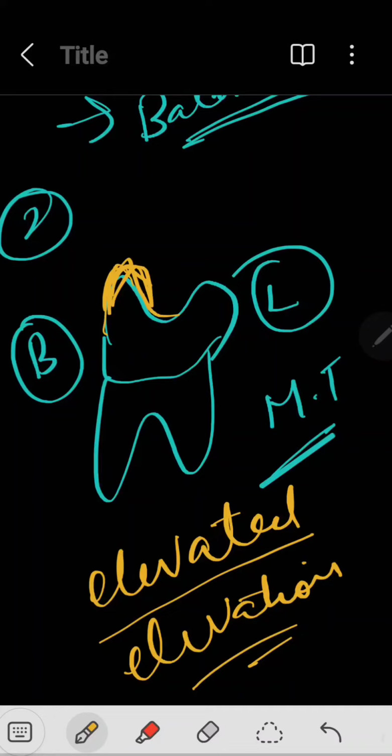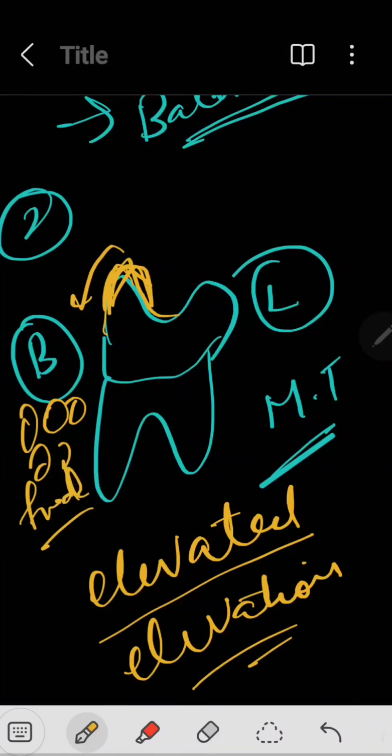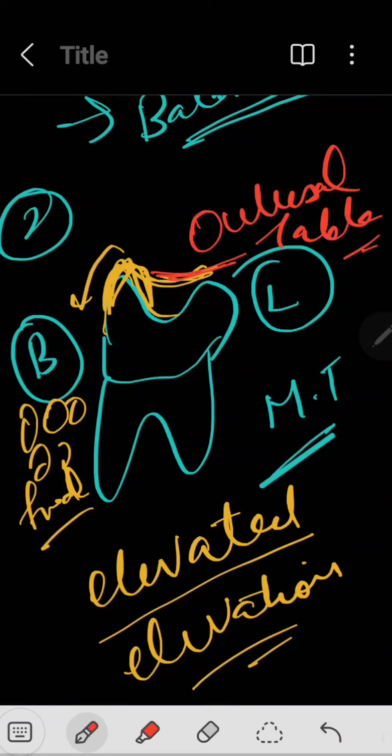It is important, it helps to prevent the food going past from the occlusal table. Whatever food we eat remains on the occlusal table only. As we know, this is the occlusal table where the food is being crushed and is there only. This elevation of the buccal cusp prevents the food from going past the occlusal table. So this is how the curve of Wilson is important.